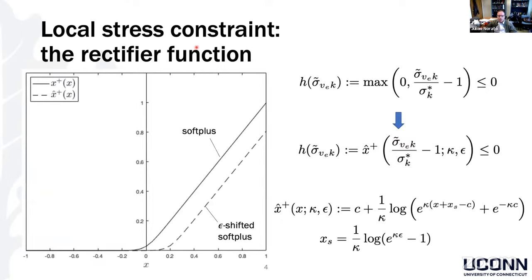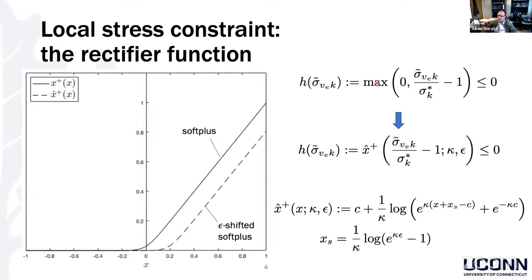We first start with a local stress constraint, right? We want for each element that the stress at the element, and this is already the relaxed stress, does not exceed the specified stress limit for that load case. And so we want for each element that the maximum between zero and this quantity here has to be less than or equal to zero.